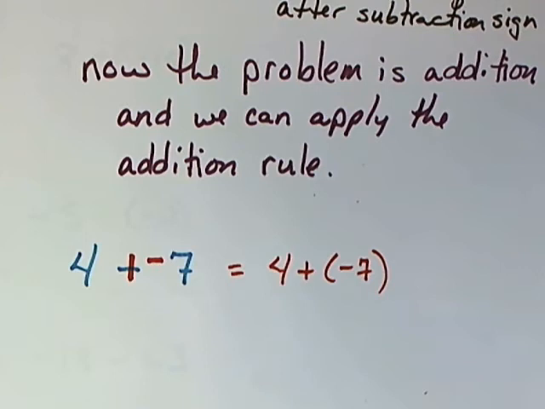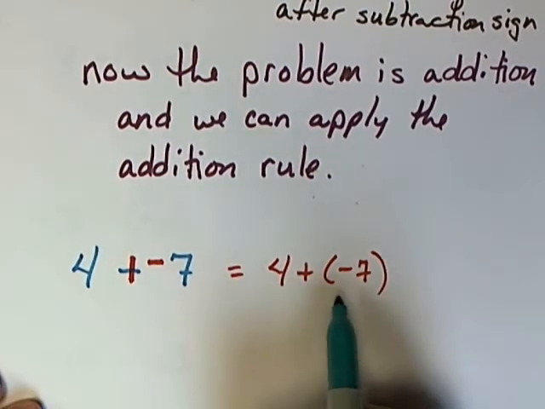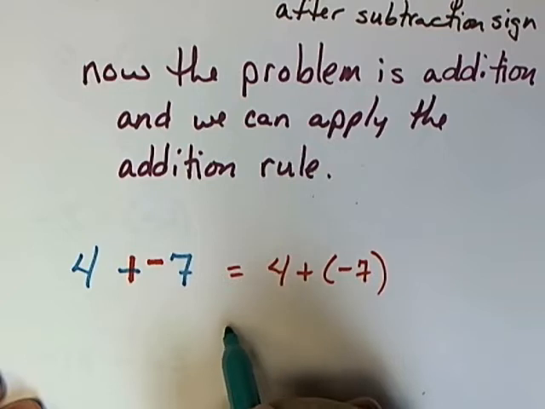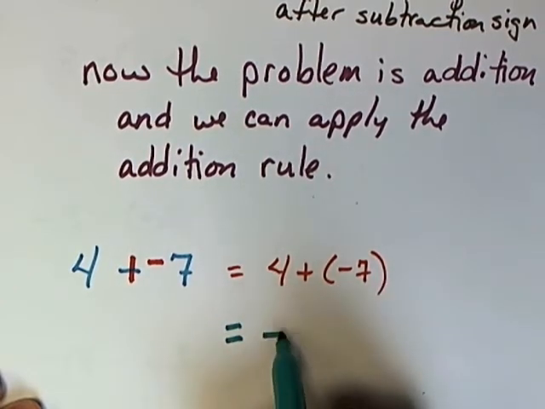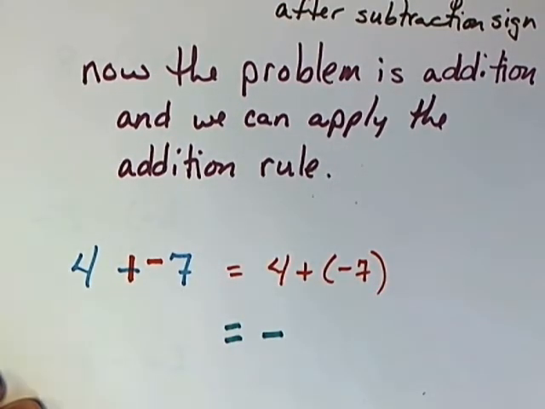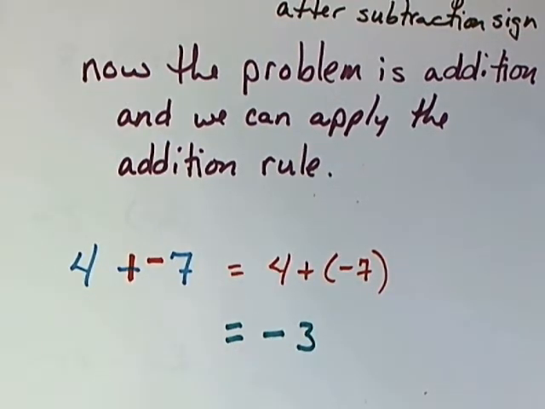Now we have an addition problem, and we can apply the addition rules. Both numbers have opposite signs. One's positive, one's negative. So that means that we subtract and keep the sign of the larger. This larger number is the -7, as that's further from 0, and it's negative, so my answer will be negative. And then we subtract. 7 minus 4 is 3. So 4 take away 7 is -3.